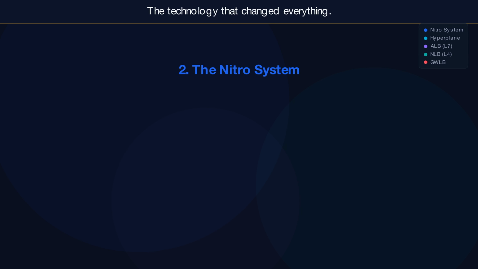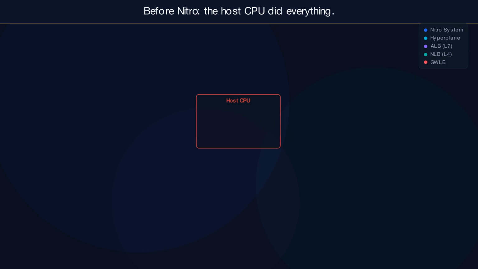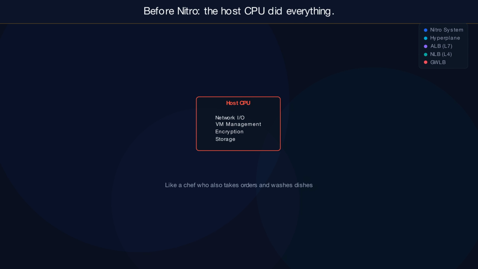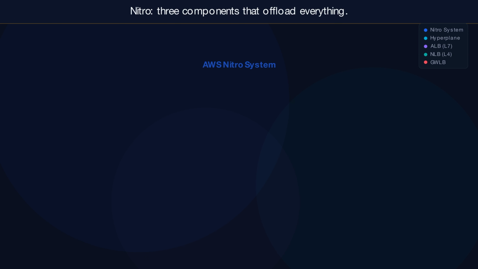Now let's meet the technology that changed everything, the AWS Nitro System. Before Nitro, network processing ran in software on the host CPU. Think of it like a restaurant where the chef also takes orders, washes dishes, and handles the cash register. Nitro moved all that work off the CPU and onto a dedicated hardware card.